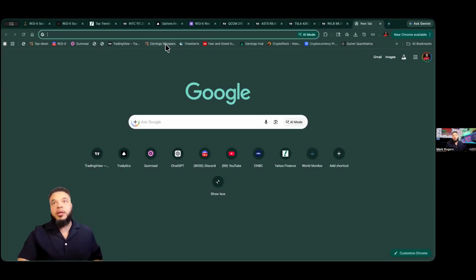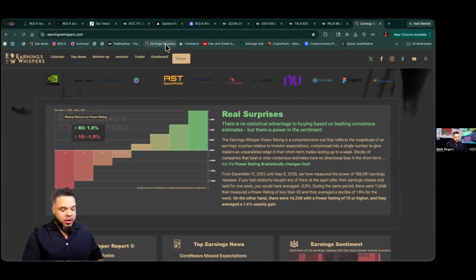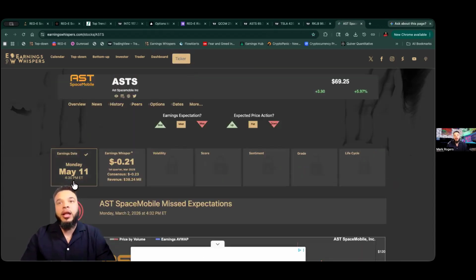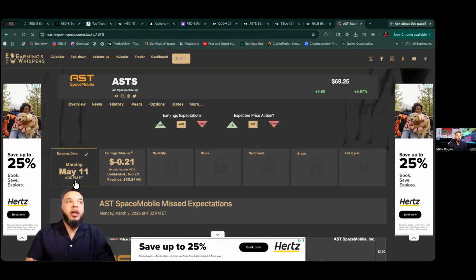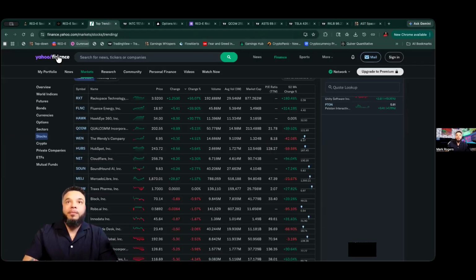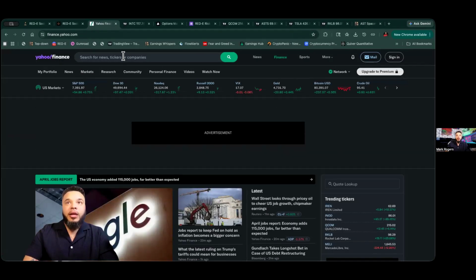So now I'm going to slide over to Earnings Whispers, just to verify the earnings date, ASTS, and time. All right, so Monday, May 11th at 4:30. So this tells me that that buy signal may be valid, and I could day trade it or swing trade it and catch the implied volatility. But I still need more information about how well or how poorly this company has done in the past on its prior earnings. So for that, I like to come over to Yahoo Finance.